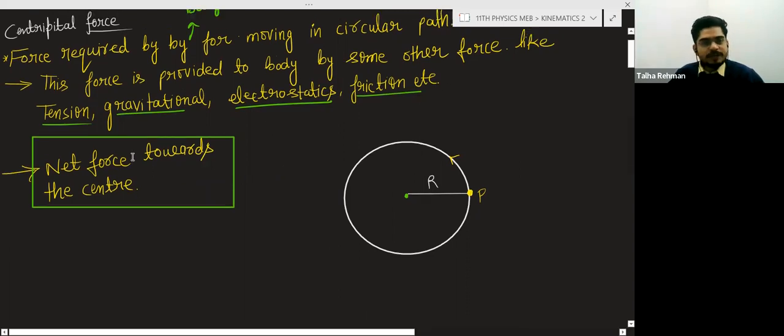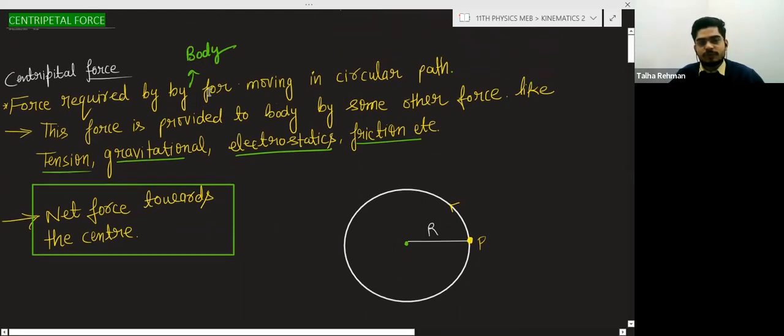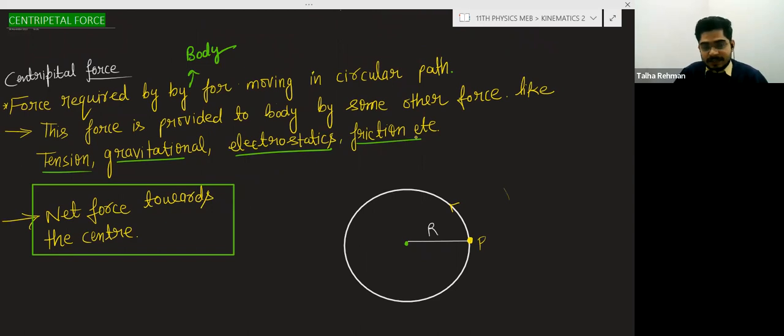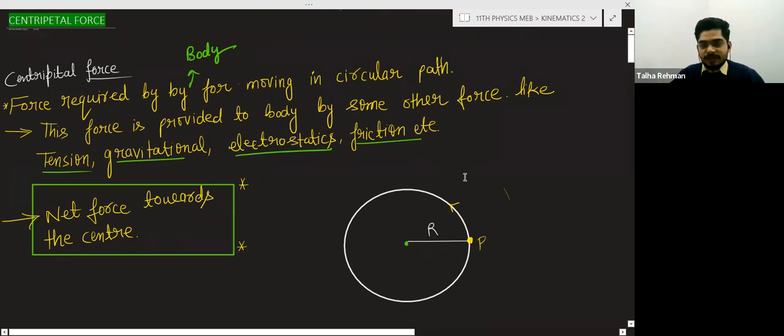Basically, this point should be clear first. Force required by the body for motion in a circular path. This force is provided to the body by some other force like tension, gravitational, electrostatic, friction force. This statement will help you a lot, and this statement also will help you a lot. After that, is there any formula for the force? If I am saying that the net force toward the center is the centripetal force, that will be enough.